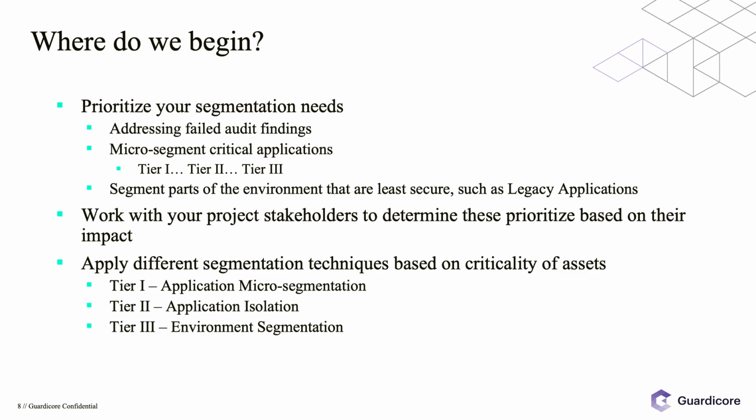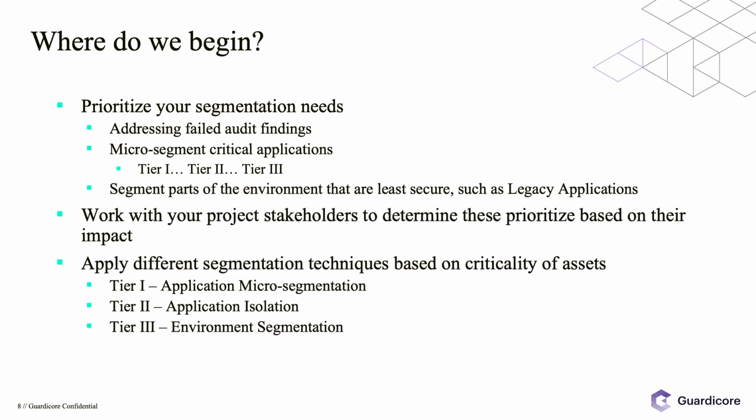Most organizations struggle with the "where do we begin" question, unless it's already been dictated by the C-level. This process involves prioritizing segmentation needs with the help of the project stakeholders from the various parts of the organization. Prioritizing your segmentation needs may mean first addressing segmentation-related audit findings from a failed audit. We all know the most difficult thing to do in a PCI audit is properly scope and isolate the PCI environment.